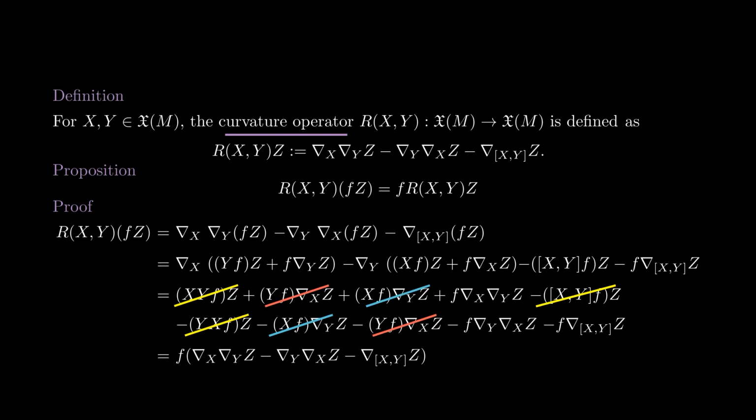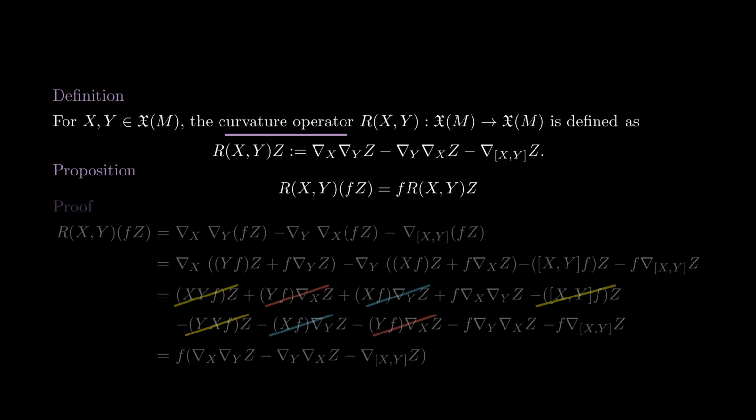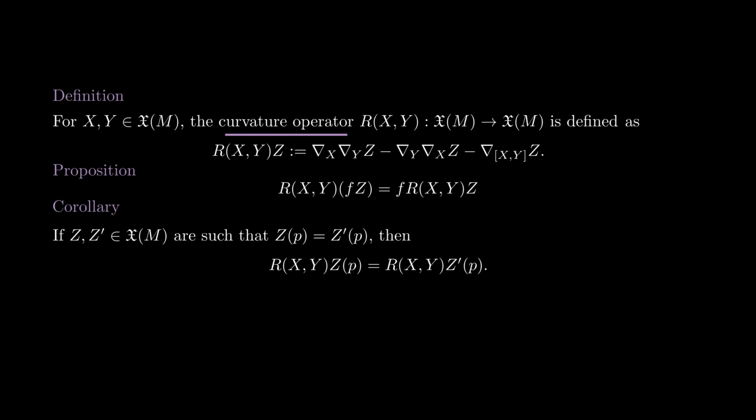This means that the value of R_{xy}z at a point P does not change if we change the value of z outside of P. In other words, if there was another vector field z' with the property that z and z' agree at P, then R_{xy}z and R_{xy}z' would agree at P.